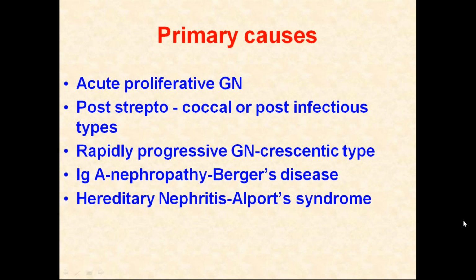And IgA nephropathy or Berger's disease, we have already discussed. So it's also a cause of glomerular nephritis. What are the causes of nephritic syndrome? Acute proliferative glomerular nephritis, post-streptococcal or post-infectious type, rapidly progressive glomerular nephritis or crescentic glomerular nephritis, IgA nephropathy or Berger's disease, hereditary nephritis or Alport syndrome. These are the causes of nephritic syndrome.